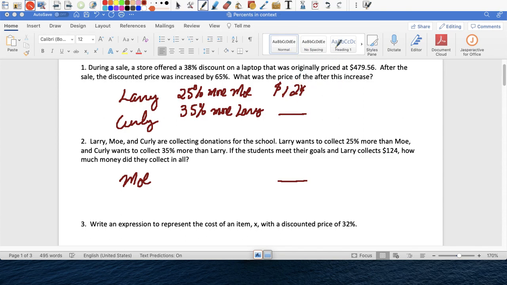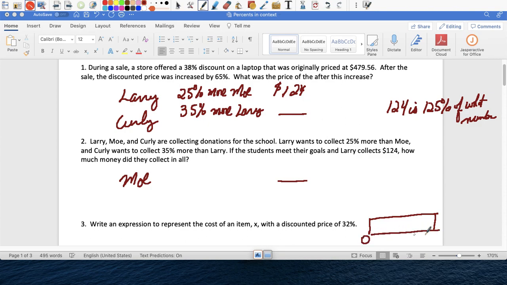So the one thing we know is that Larry collected 25% more than Mo, which is $124. So the question you should be asking is, $124, which is what Larry has, is 125% of what number? Right, because that's what happened here. 124 represents 25% more than what Mo had. So here's what Mo had. Mo had a certain quantity, which we don't know, right? I don't know that quantity.